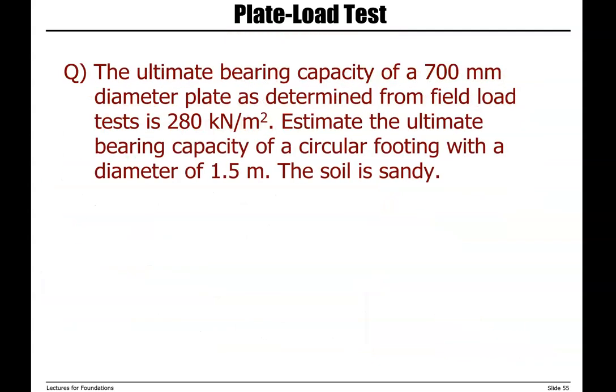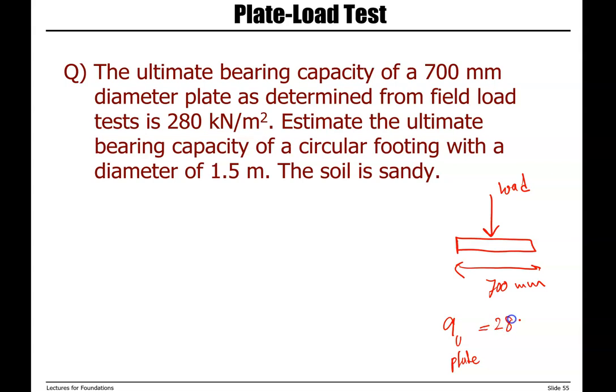For example, the ultimate bearing capacity of a 700 millimeter diameter plate. So we have a plate, diameter is 700 millimeters. Then we apply load and QU of plate is equal to 280 kilonewtons per square meter. This is the result from plate load test.